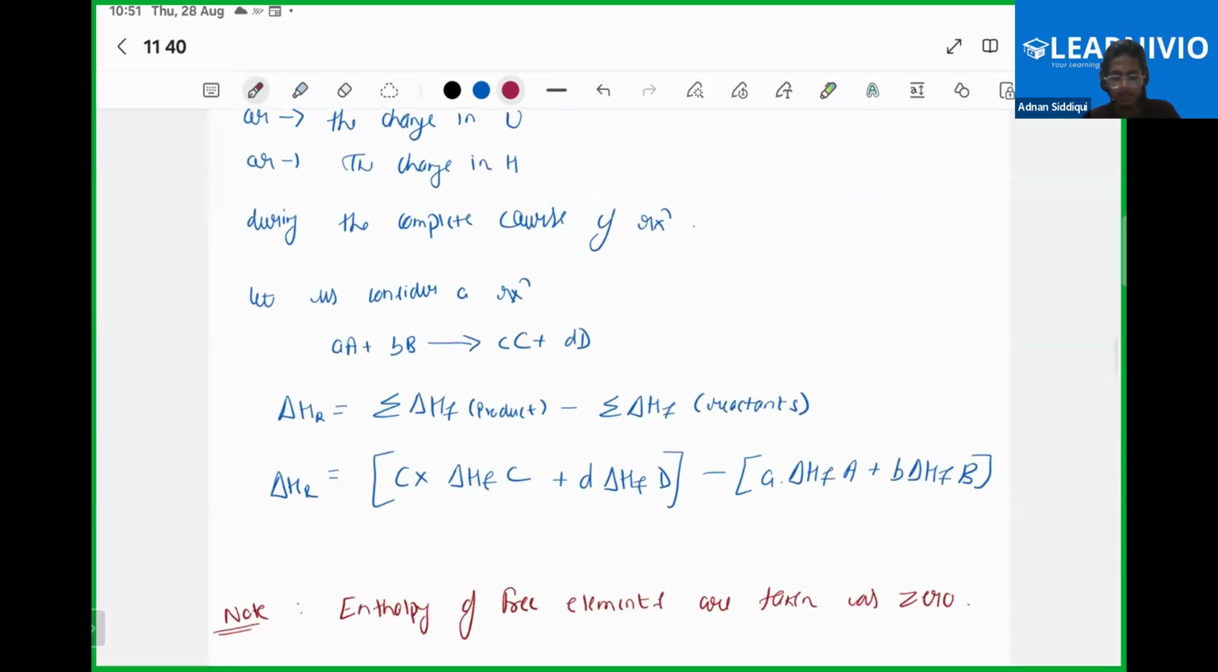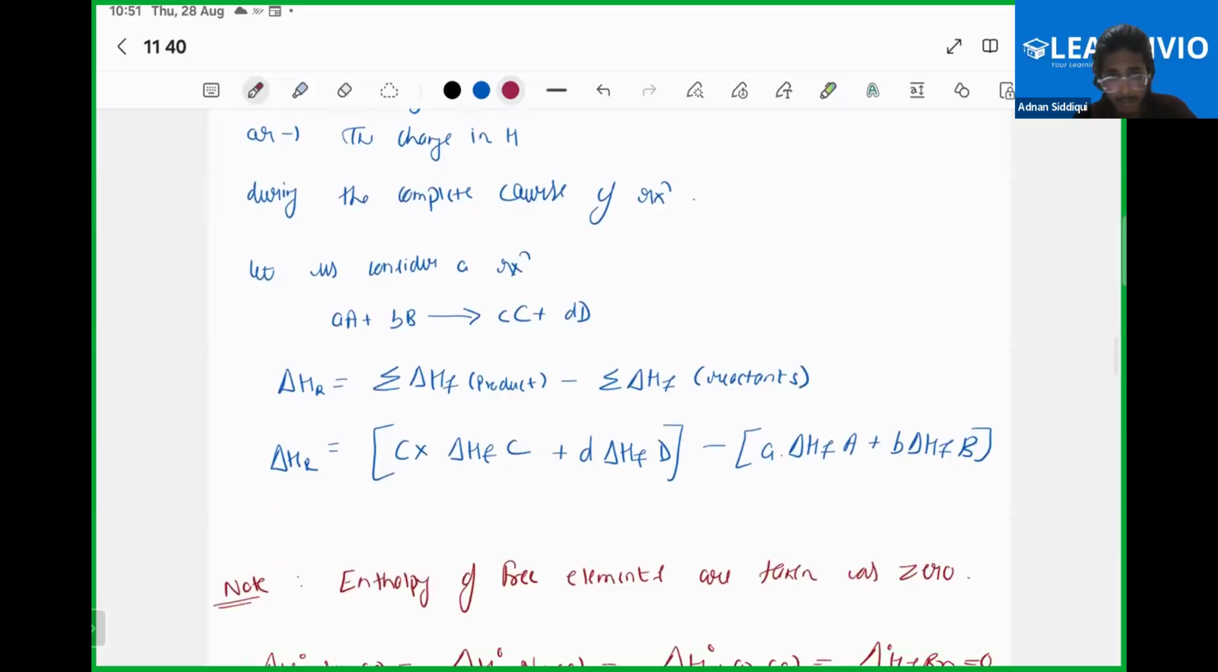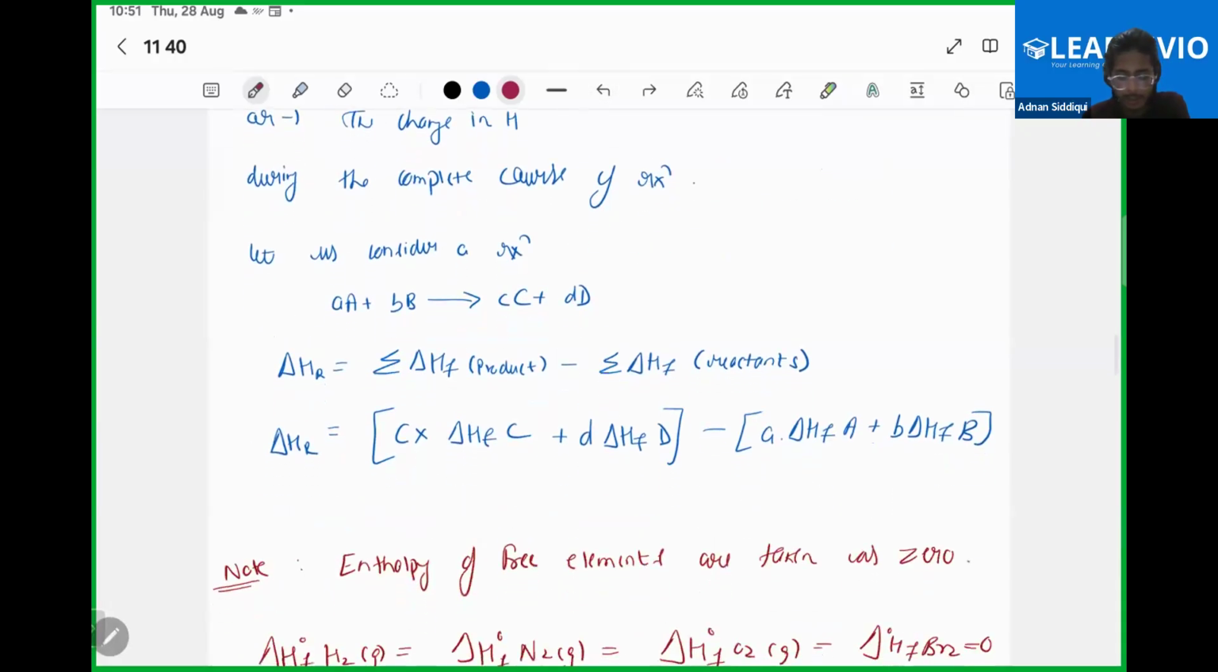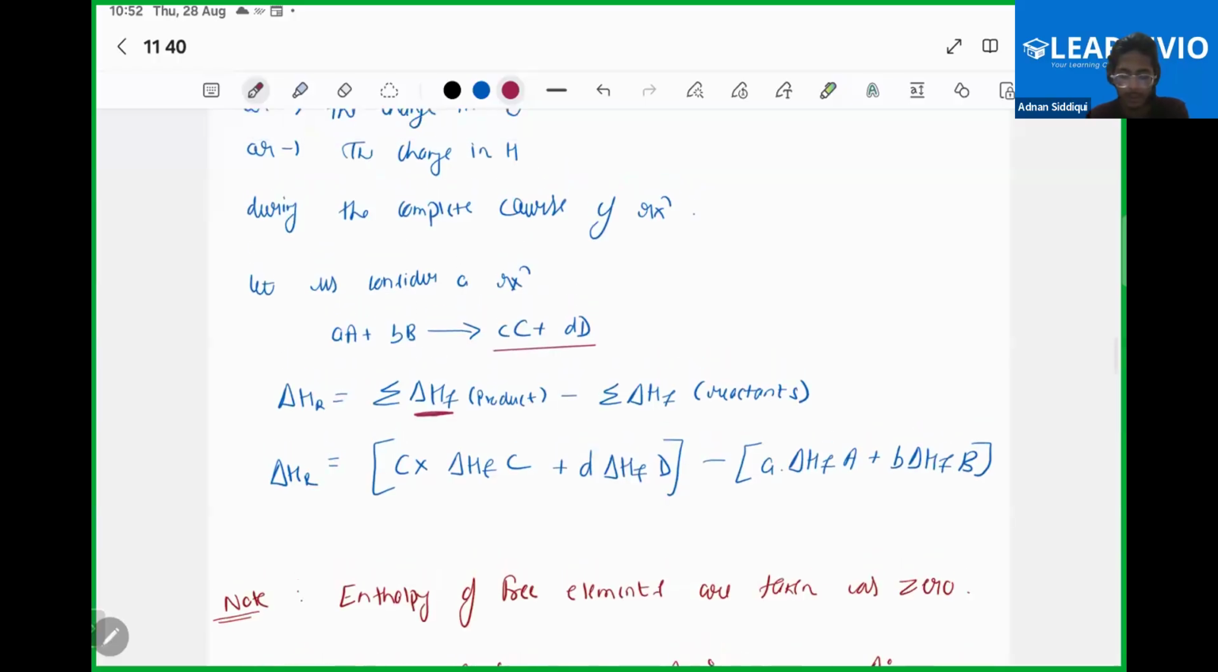So if we are talking about this general reaction aA plus bB, which is giving your product, then we can see that the delta H of reaction, the heat of reaction, is nothing but the summation of delta H formation of product minus delta H formation of your reactant. Delta H formation of your product, the summation, and delta H formation of reactant with summation sign. So in the product side, what are you observing? You are observing small c, capital C. This c is just the number of moles, and this C is your actual compound.